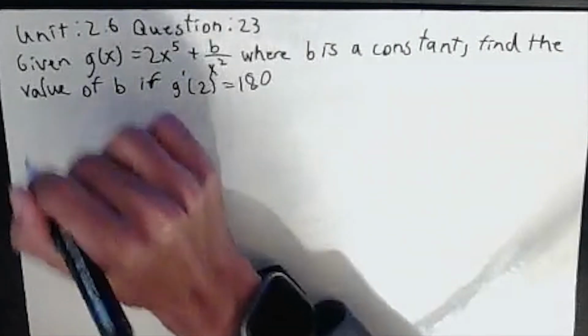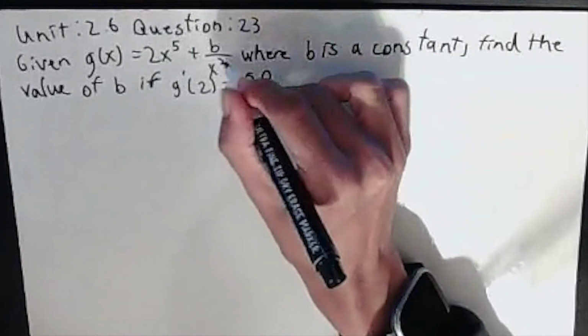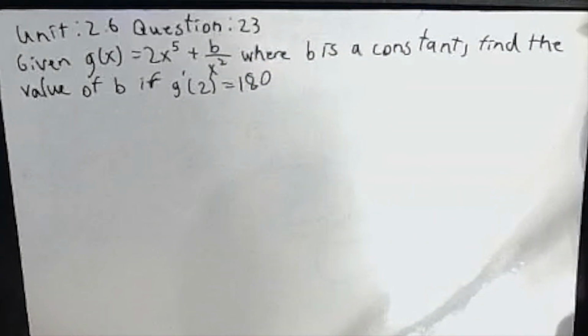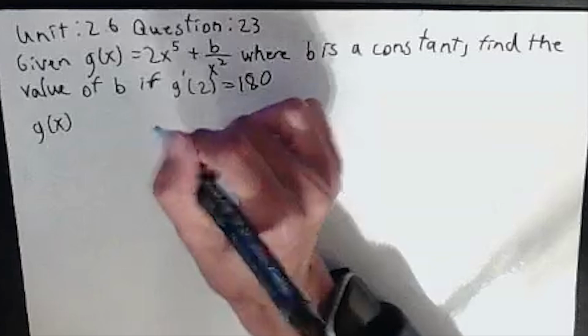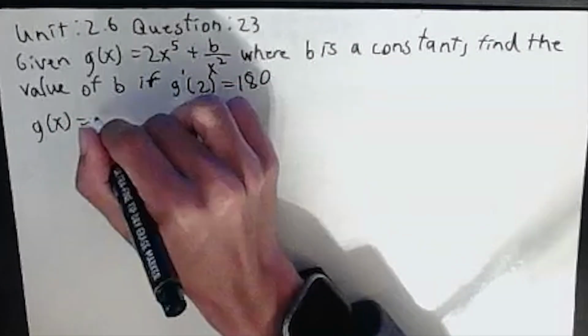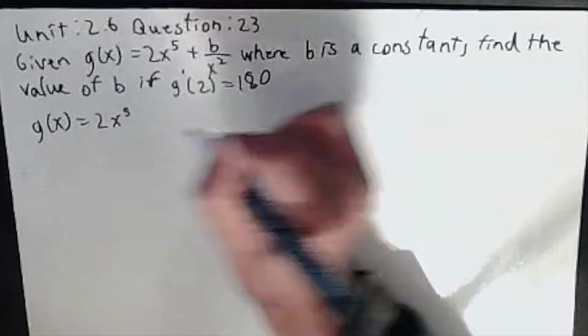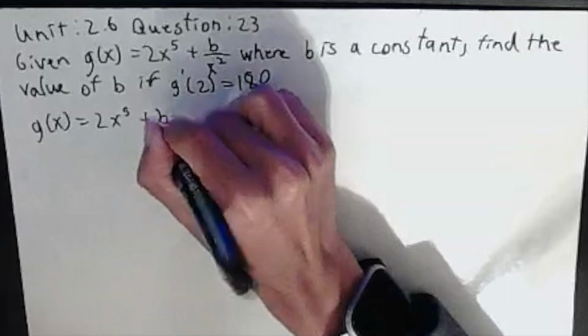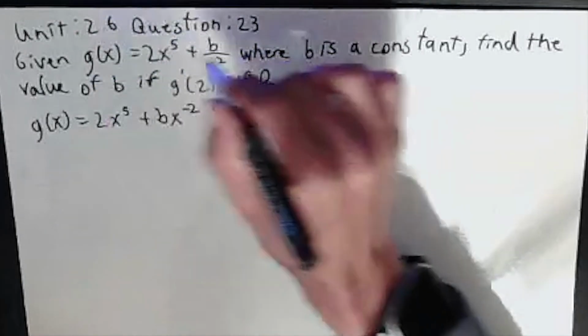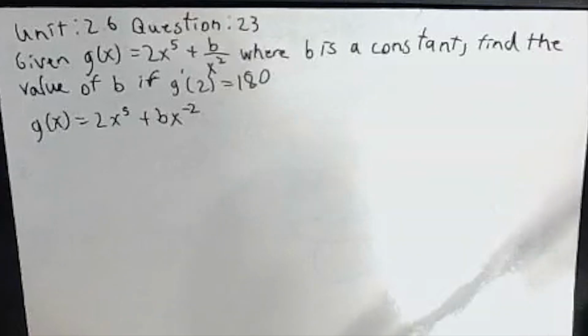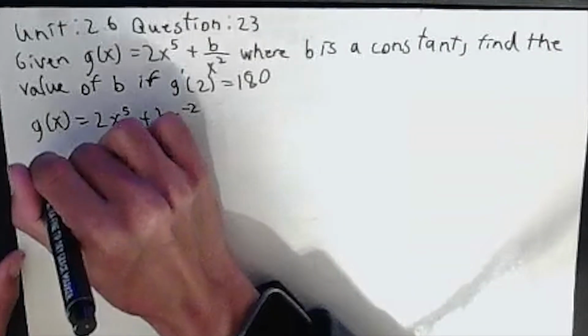So the first thing I'm going to do is write g of x with the x squared on the top, because that'll make it easier to take the derivative using the power rule. So I'm going to write g of x equals 2x to the fifth plus b times x to the negative 2 power. And this is the same thing as the original function g of x. So now it makes it easier to derive using the power rule.